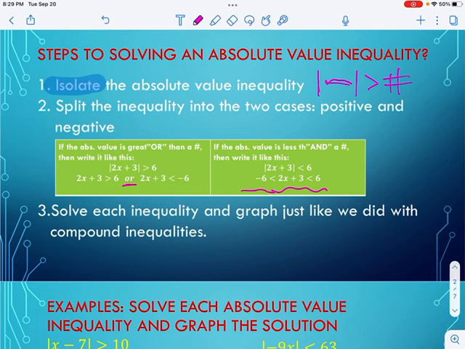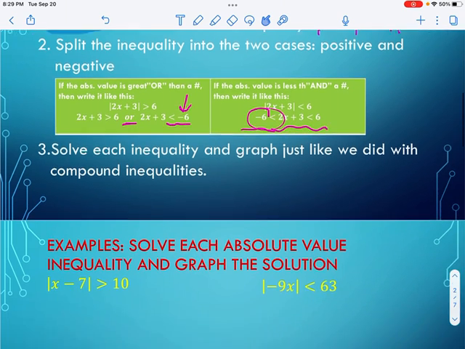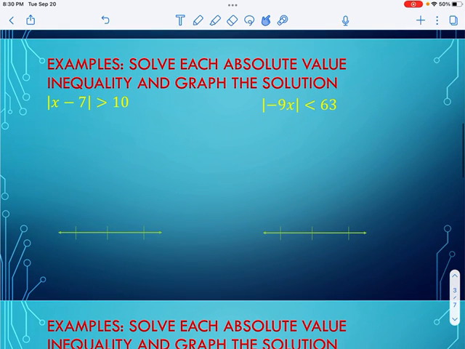The second thing is, when we introduce the negative case, the inequality symbol has to flip on the negative case, so it's going to move those inequality pieces around. Then once we have it set up, we are going to solve each inequality and graph just like we did with compound inequalities, paying close attention to the "or" and the "and" part of this.